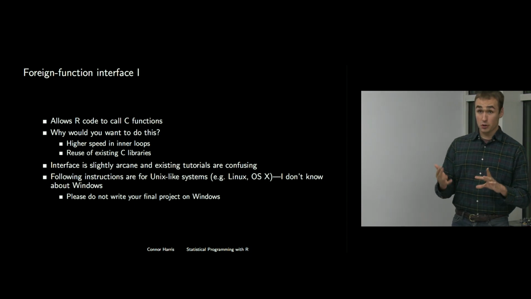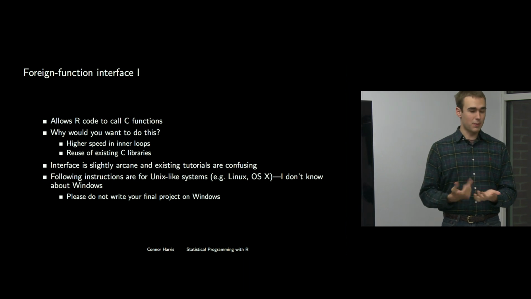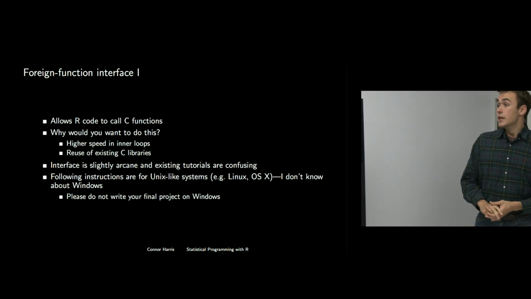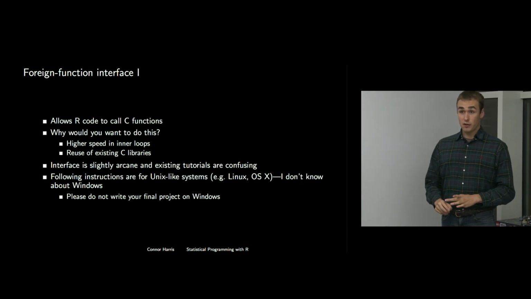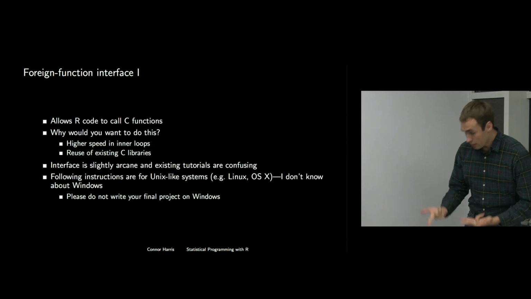So you can rewrite your inner loops in C and then get the advantages of using R, like it's a bit more convenient than C. It has better graphing facilities and whatnot, while still being able to get top speed out of the inner loops, which is where you really need it. Reusing existing C libraries is also important.